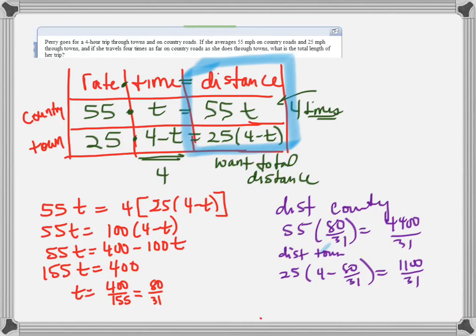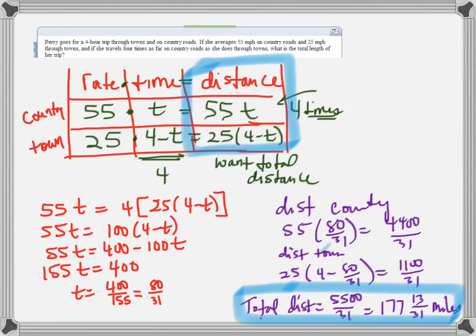So now I'm about to answer the actual question, which is what total distance did she travel? So you add the 4,400 over 31 and the 1,100 over 31, and you'll get 5,500 over 31. And turning that into a mixed number, you'll see that she went a total of 177 and 13 over 31 miles.